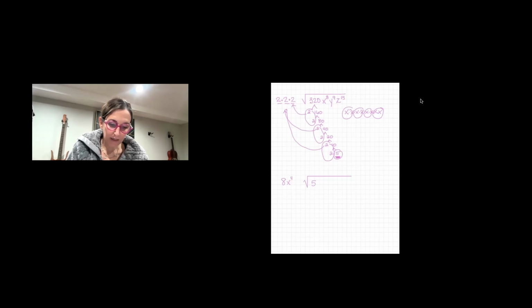So let's look at the y. 9 divided by 2. 2 goes into 9 4 times evenly. So I'm going to take out 4 y's, but there's 1 left over. And then for the z, 15 divided by 2 goes 7 times evenly to get me to 14. And then there's 1 z left over. So this is my final breakdown. This is the most simplified that this radical can be. So that's how you do that type of problem.